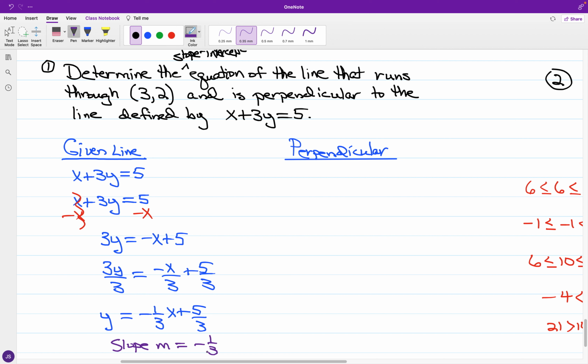Okay, and again, perpendicular lines will have opposite sign reciprocal slope values. So the given line has a slope of -1/3, whereas for the perpendicular, we're going to have a positive reciprocal of 1/3, which in this case is going to be 3. So we had the slope is at 3, and the point through which the perpendicular line passes is going to be 3, 2.